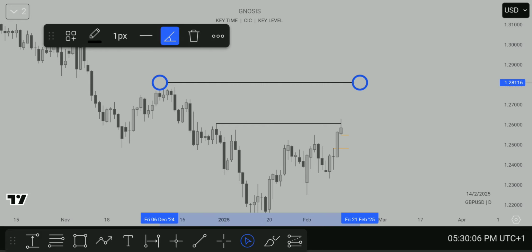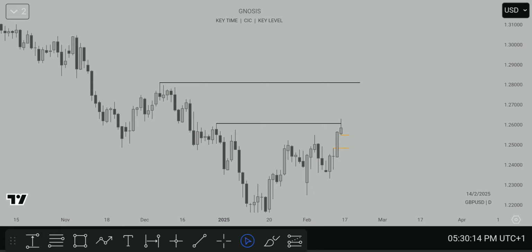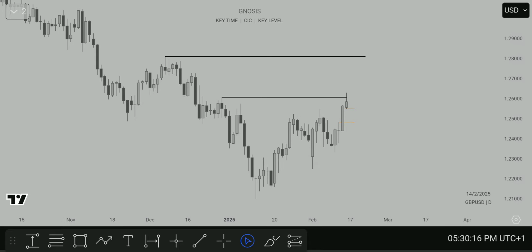It is 1.28116. Yeah, I think we might take out that level. But we will see. We will see.